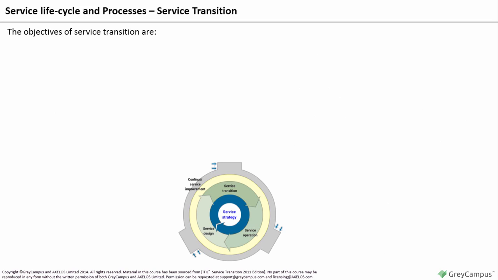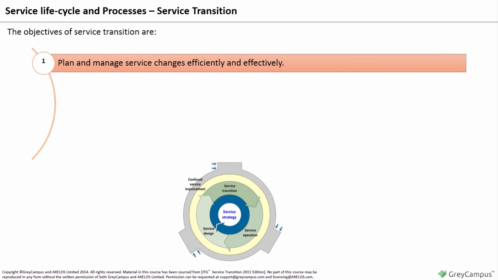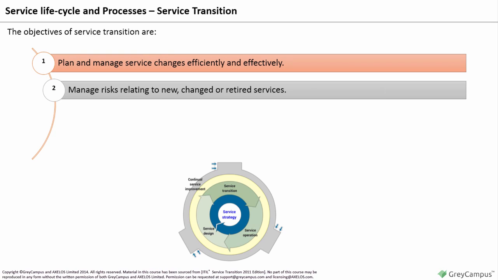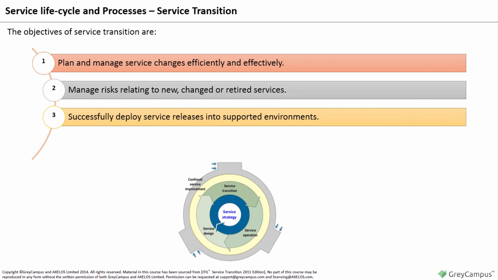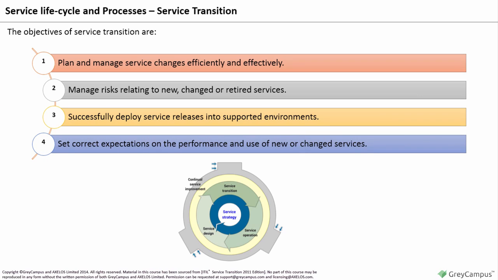The purpose of the service transition stage of the service lifecycle is to ensure that new, modified or retired services meet the expectations of the business as documented in the service strategy and service design stages of the lifecycle. The objectives of service transition are to plan and manage service changes efficiently and effectively, manage risks relating to new, changed or retired services, successfully deploy service releases into supported environments, and set correct expectations on the performance and use of new or changed services.